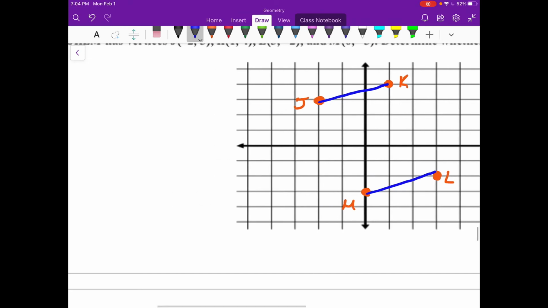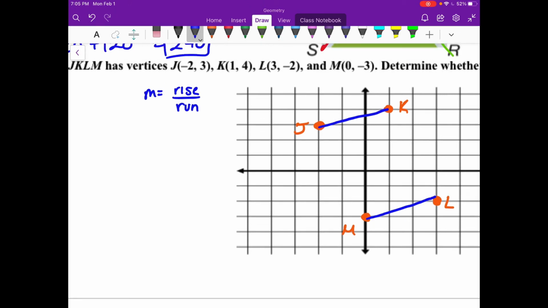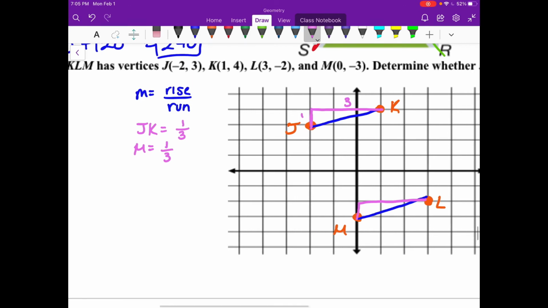Remember that slope is rise over run. So I'm going to check how much it rises and then how much it runs, which is how much it goes over. In this one, it rises 1, it goes over 3. So the slope of JK is 1/3. Now let's check M and L. Does it go up 1 over 3? Yes. So ML also has a slope of 1/3. So far, so good. They're both parallel to each other.